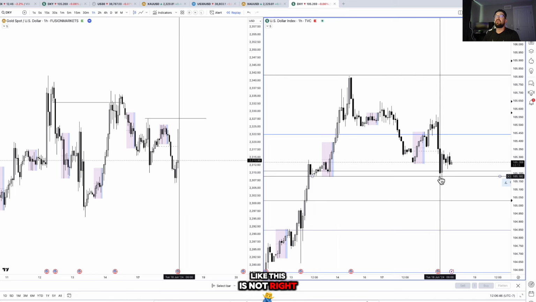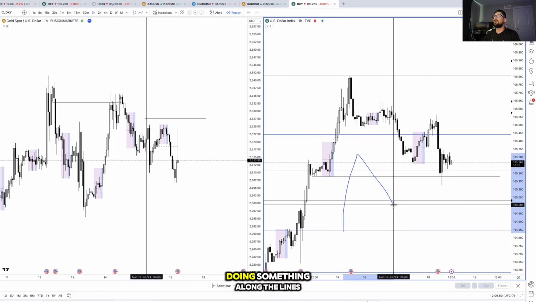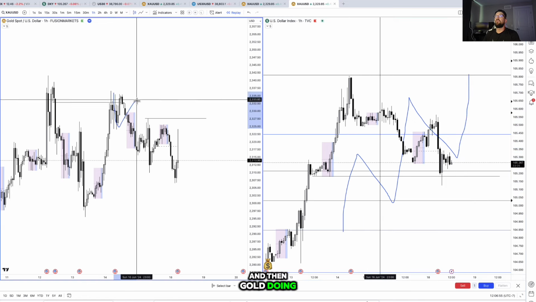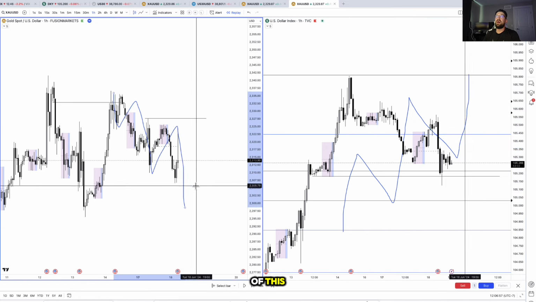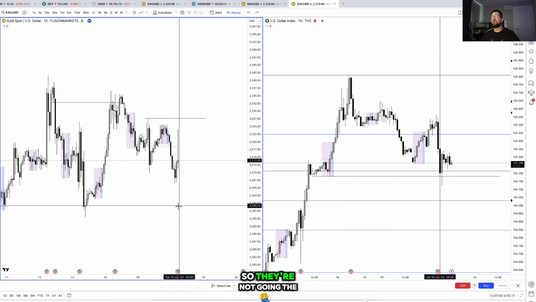Like, this is not right. What we should be seeing is DXY doing something along the lines of this, and then gold doing something along the lines of this. The lows and highs don't have to match for time. What they do have to do is go the opposite direction. So they're not going the opposite direction.